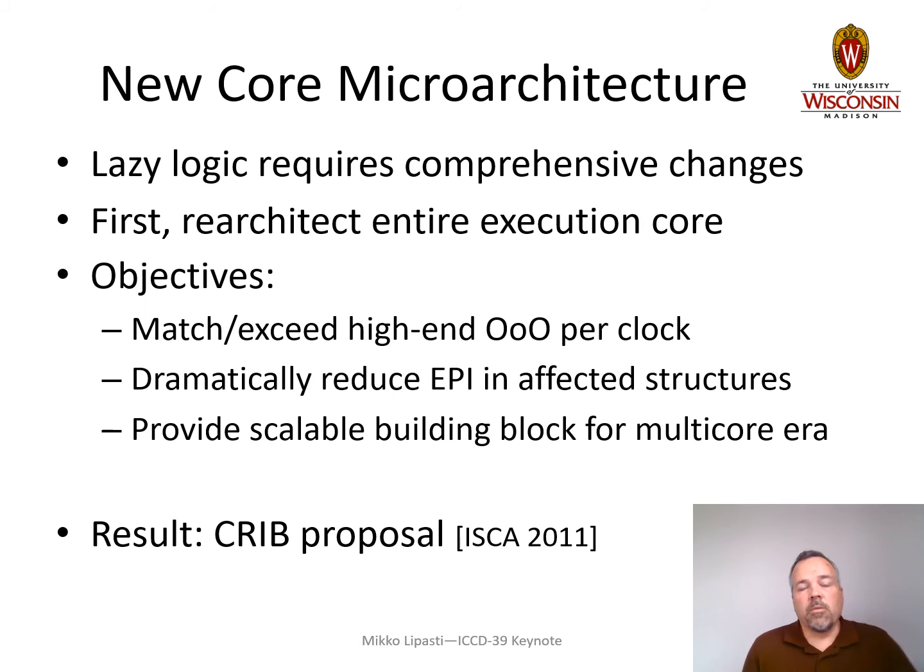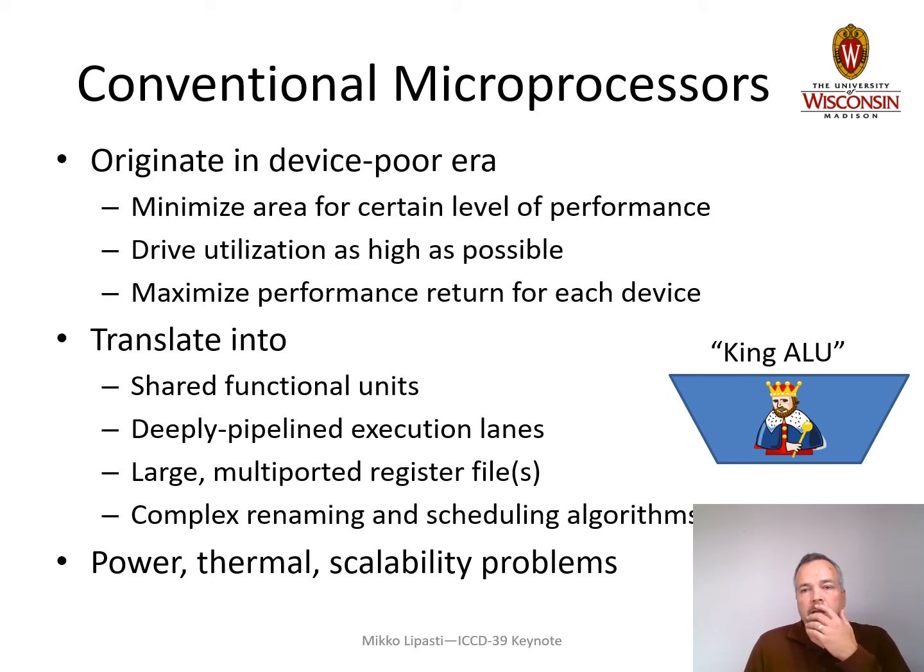This is the work that culminated in a paper that came out at ISCA 10 years ago called CRIB. And I'll talk a little bit more about what that design looks like. That design is predicated on the idea that we're no longer living in a device-poor era, right? We don't need to drive utilization as high as possible. We don't have to maximize the performance return for each device. We don't have to have this policy of a king ALU, right?